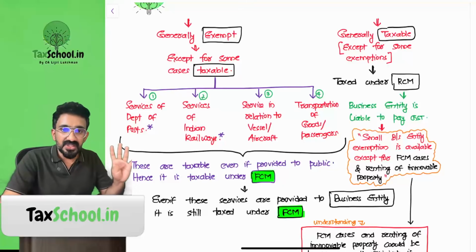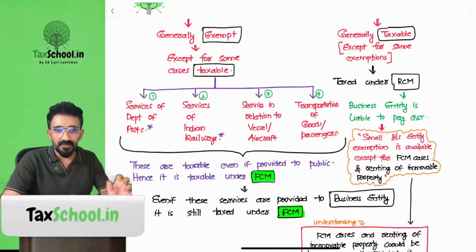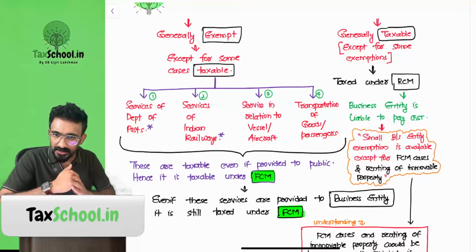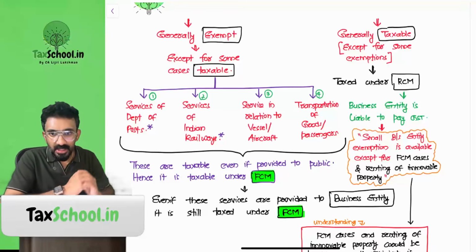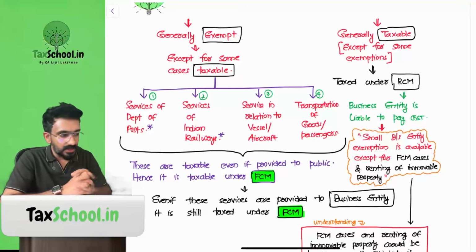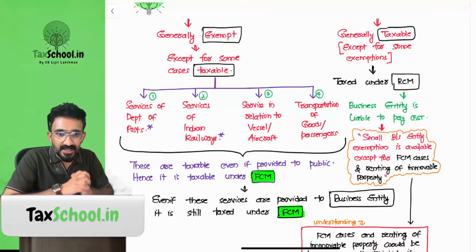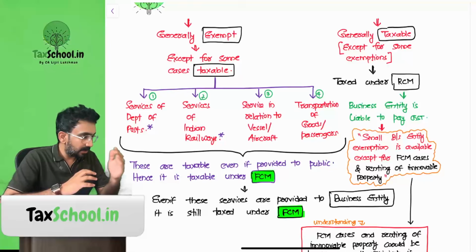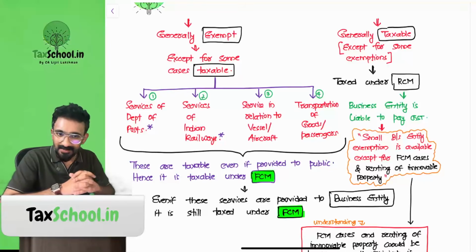Right? Now let's look at what are the services to the public which are taxable. There are four services provided by government. When I say government, it could be government or local authority to the public, which are taxable. You can see the list here. Number one, services of the Department of Post. If you look, postal departments are actually government only, right? Tapal department, postal department, right?